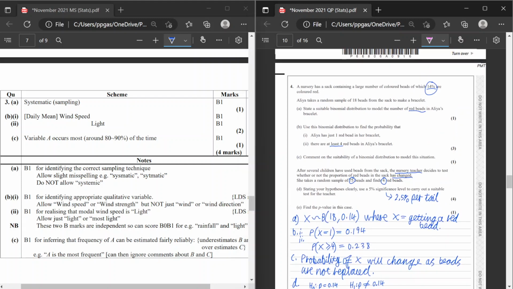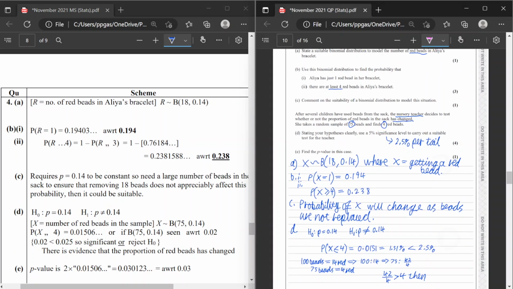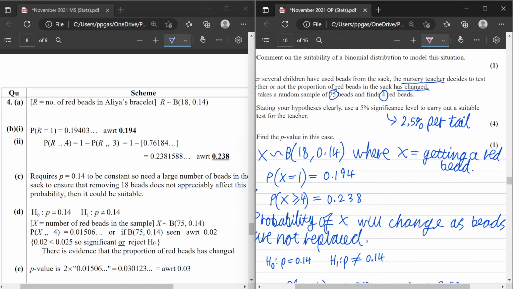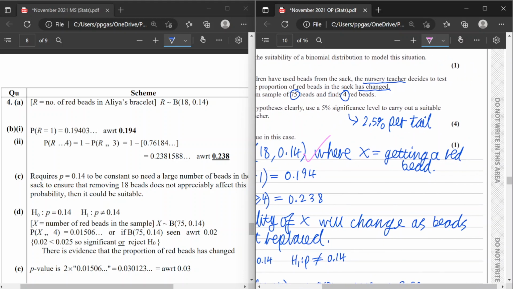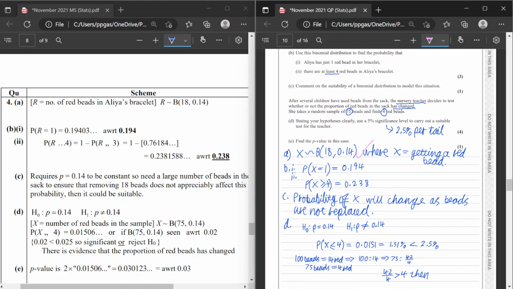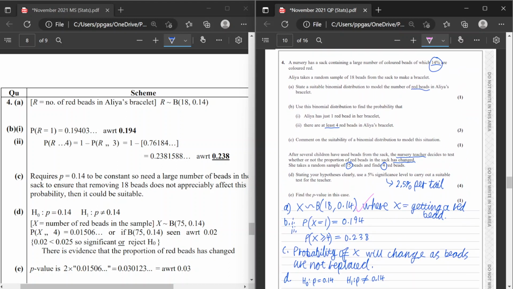Okay, binomial distribution. Let's see if I can get some marks here. Okay, it's 4A, 18, 0.14. Yeah, seems nice. Where X is getting a red bead. Yeah, they've just done it in terms of R, which I suppose they can if they want. It doesn't really matter. It's just a variable. That's just knowledge about the binomial distribution, just setting one up, I suppose. Yeah, binomial distribution model.